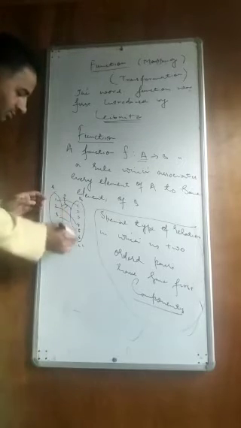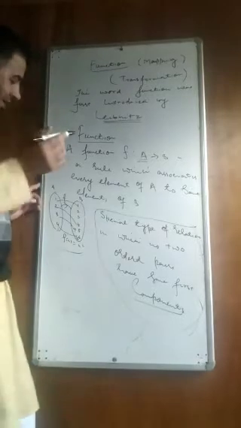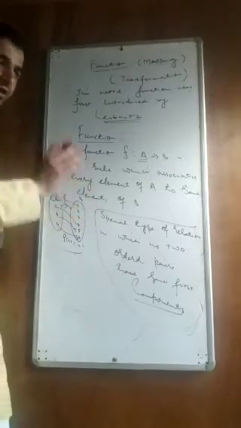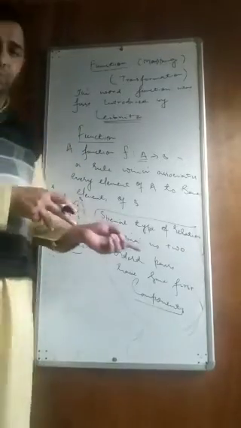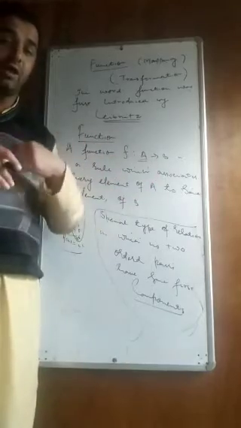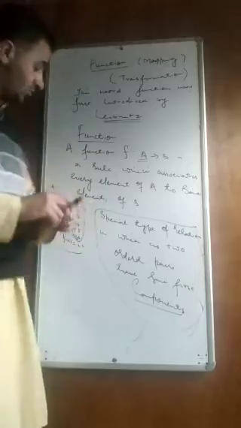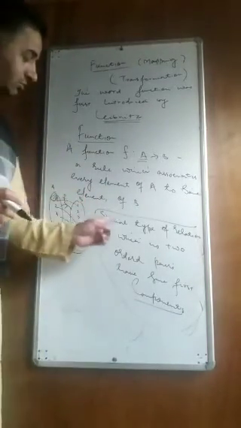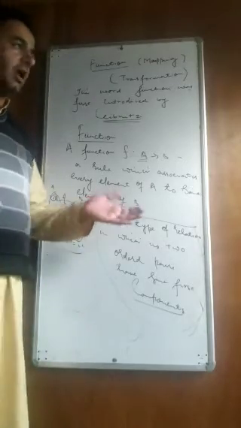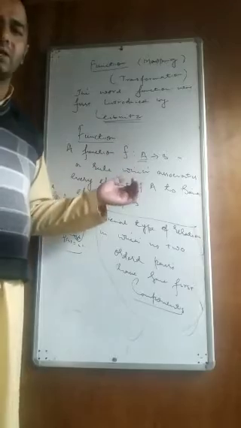In this function, in this association, can 1 have any other image here? No. In a relation this is possible. So in a relation one element can have two images, but in a function one element cannot have two images. So a function is a special type of relation in which no two ordered pairs have the same first components. As we know, a relation is basically a subset of the Cartesian product.